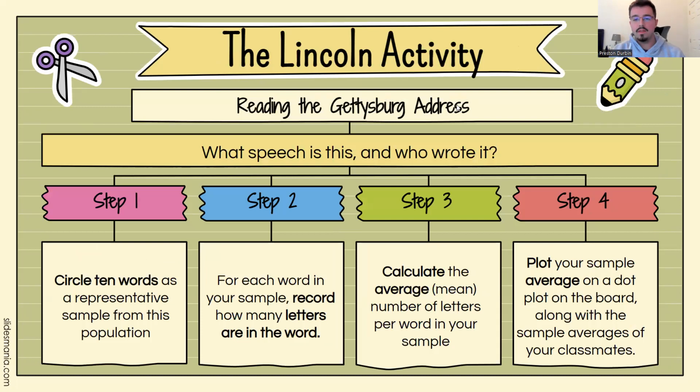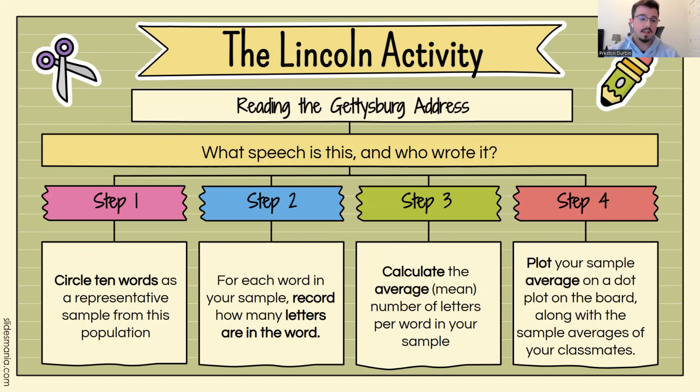And moving on, we have the Lincoln activity. And this activity is about reading the Gettysburg Address. And actually, we went over this in class once already. But the first question that is being asked to the students is, what speech is this and who wrote it? So this includes a little bit of a history, cross-curricular activity involving statistics. And I feel like it's a really good one for history and for teaching stats.